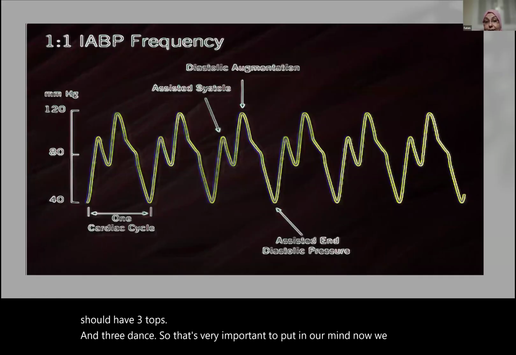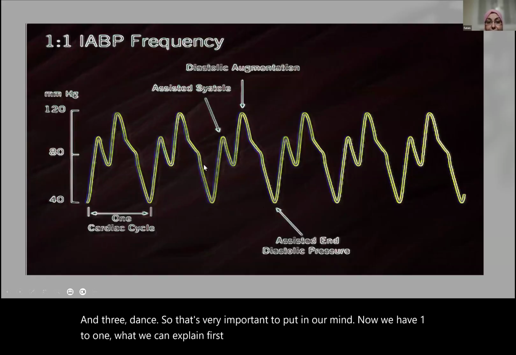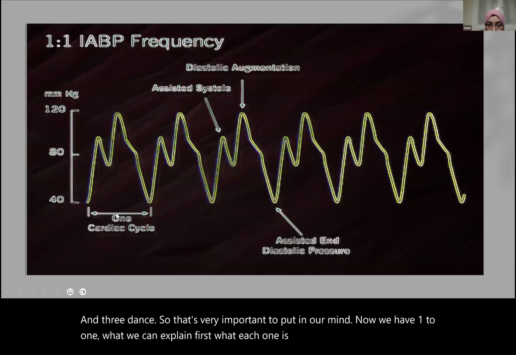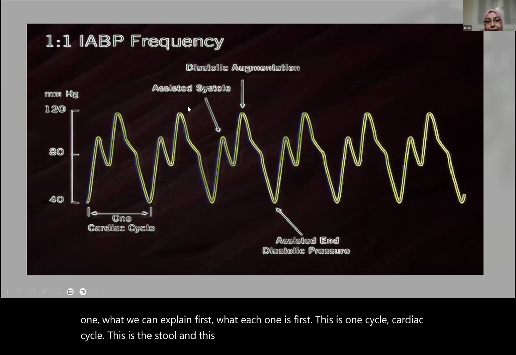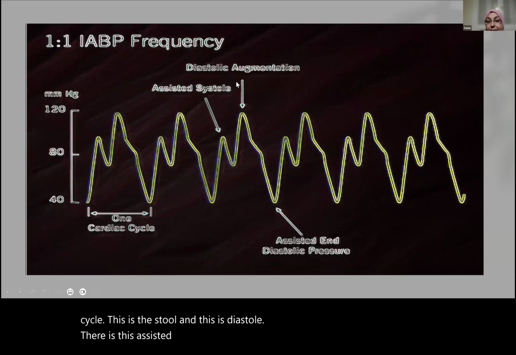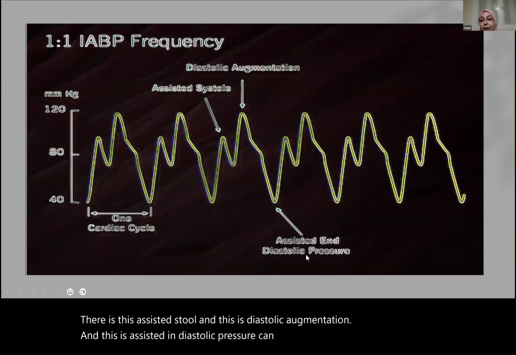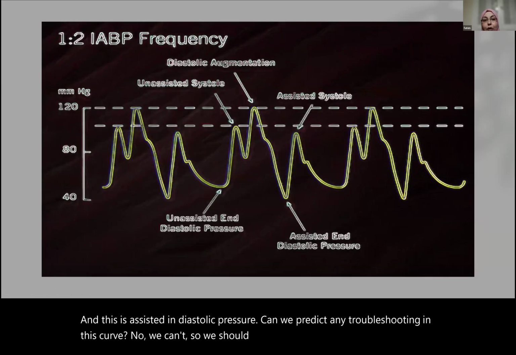Now we have 1-to-1. We can first explain what each one means. This is one cardiac cycle. This is systole and this is diastole. First, this is assisted systole, this is diastolic augmentation, and this is assisted end diastolic pressure. Can we predict any troubleshooting in this curve? No, we can't. So we should go for 1-to-2 to understand where we are.